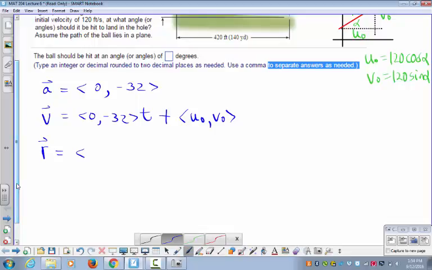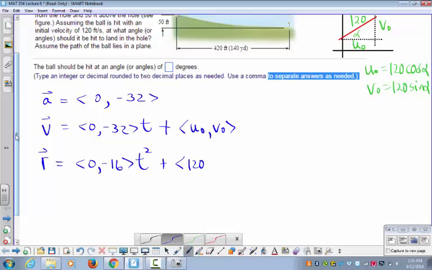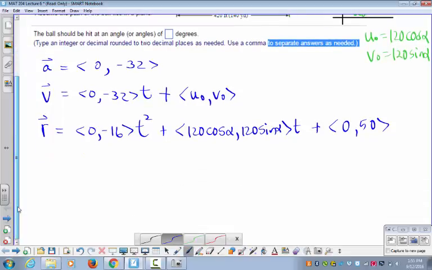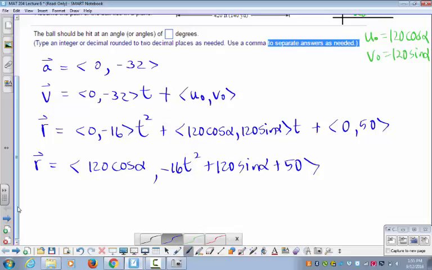And then for the position, we integrate again. We can merge the division by 2 into the vector there, so we get that for our first term. And then that's constant, so we're just going to have multiplication by t, our linear term. Let's go ahead and throw those in. So we're going to have 120 cos alpha, comma, 120 sine alpha, multiplied by t. Then we have the initial position, which is 0, comma, 50, or 50 feet above our landing zone. That's the ball's initial position. Clean it up by combining corresponding components. So we have 120 cos alpha, comma, negative 16 t squared plus 120 sine alpha, plus 50. So there's our position.